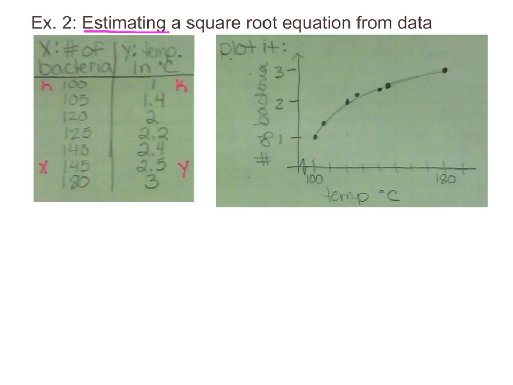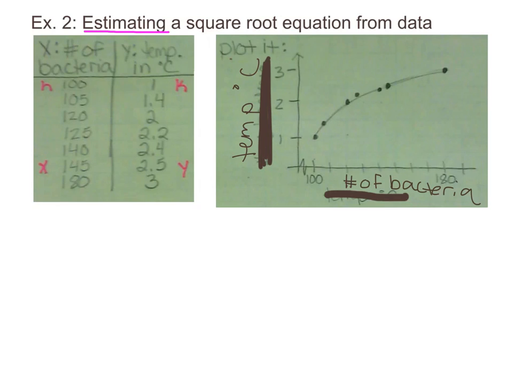And I just realized I have a mistake, so I'm going to correct it here in the video. So if you're just copying my notes, you're going to have it wrong. The x-axis is the number of bacteria. And the y-axis is our temperature in degrees Celsius. There, fixed it. So I've plotted, I made the little break in the graph because I have nothing less than 100. When I have 100 bacteria, that was at 1 degree Celsius. 105 was at 1.4, and so on.